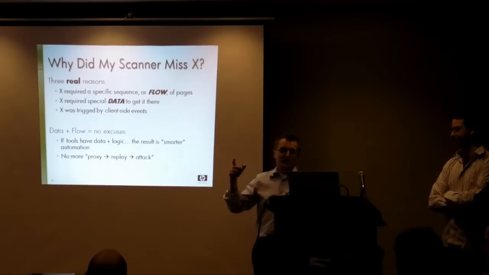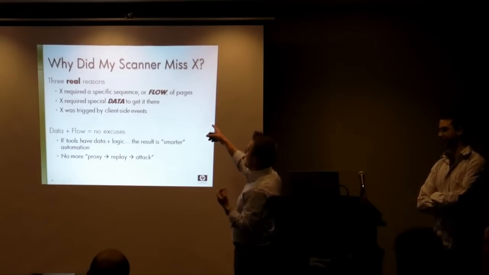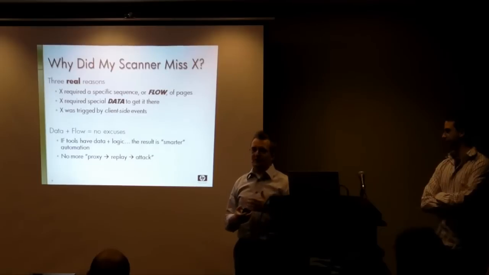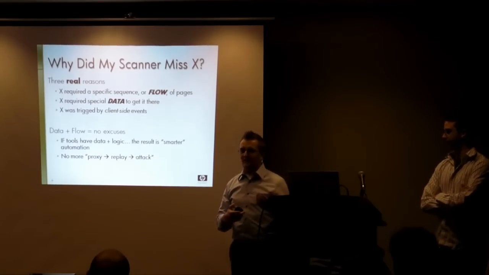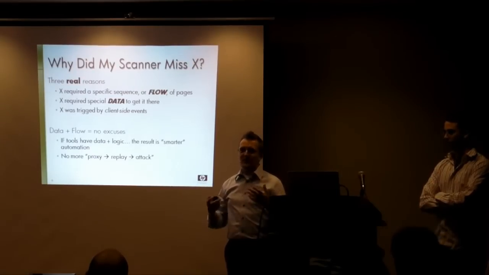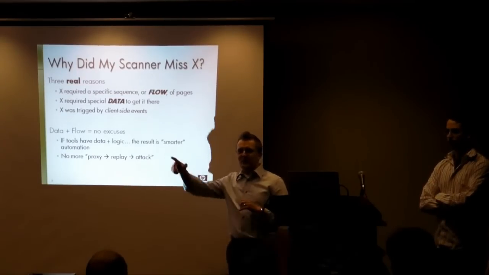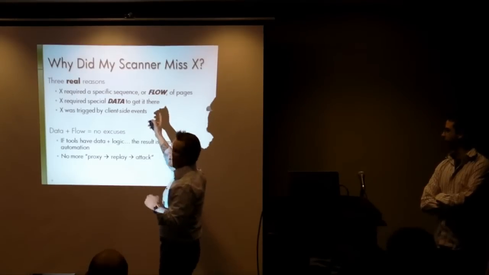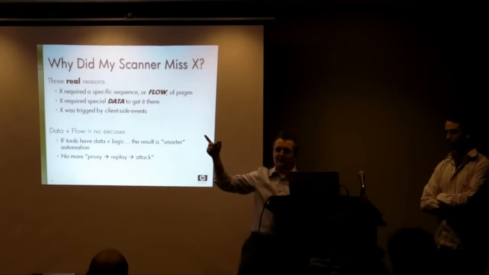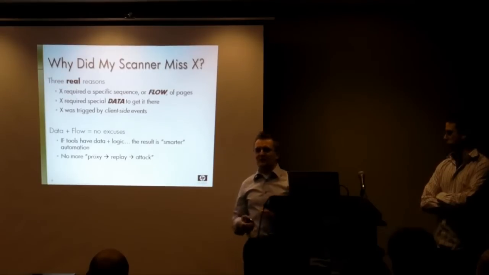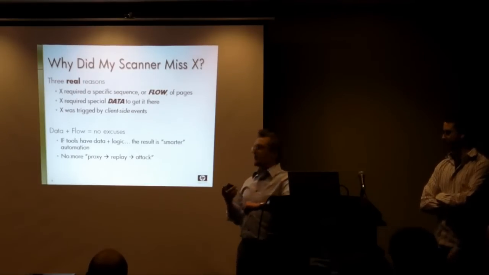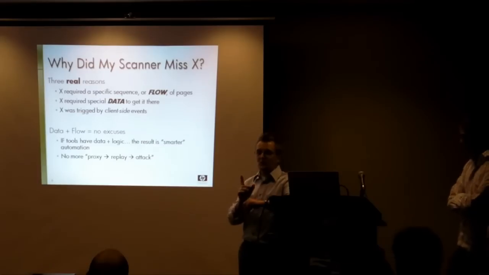The reason number one is because there's a specific sequence, which we call flow, of pages. You can't get to the confirm your registration page without putting in some details on the page beforehand, right? Feel free to agree, disagree. You guys have all fallen asleep. There's coffee outside. There's also, whatever it is, requires special data to get there. You can't perform an ACH bank transfer without having the correct routing number. If you can, I'd like to know your bank. And it's also possibly triggered by some client-side events, which is quite interesting.